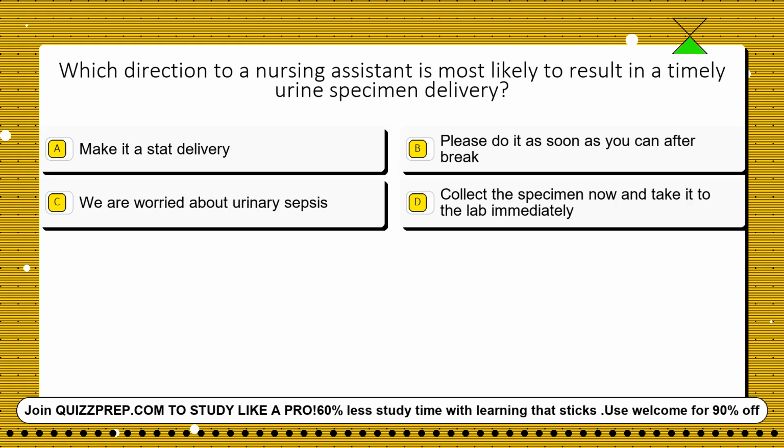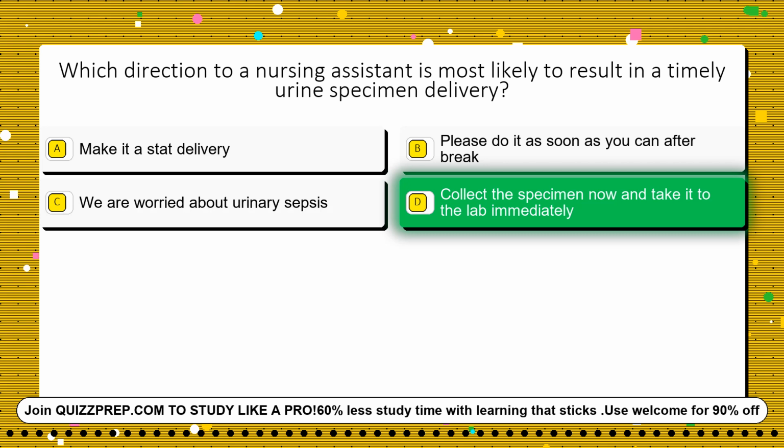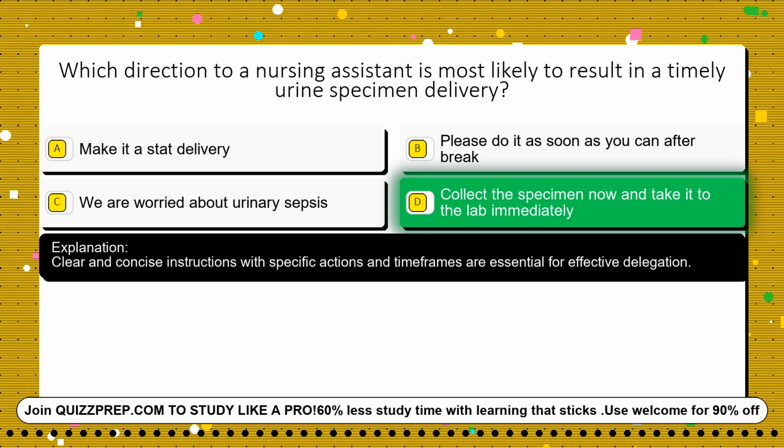Question 107. Which direction to a nursing assistant is most likely to result in a timely urine specimen delivery? Option A, make it a stat delivery. Option B, please do it as soon as you can after break. Option C, we are worried about urinary sepsis. Option D, collect the specimen now and take it to the lab immediately. The correct answer is option D. Collect the specimen now and take it to the lab immediately. Clear and concise instructions with specific actions and timeframes are essential for effective delegation.